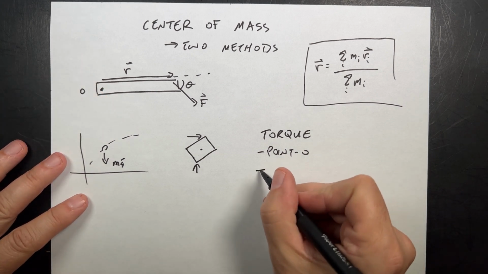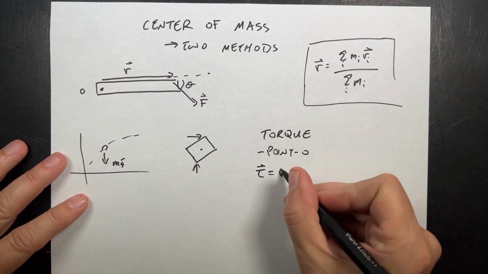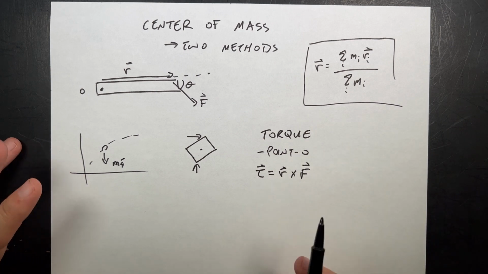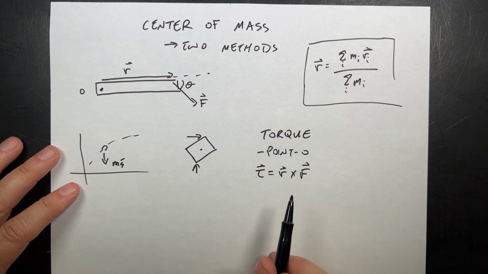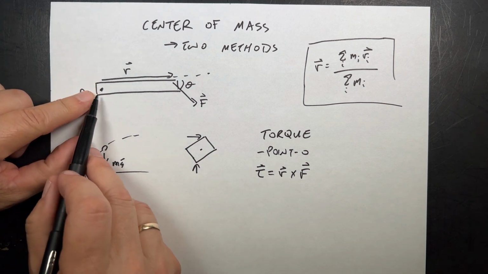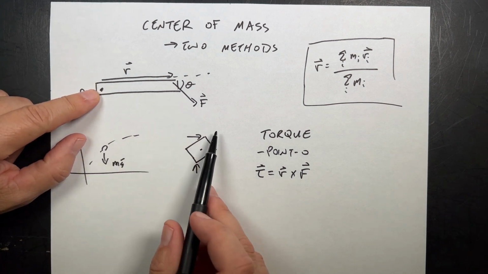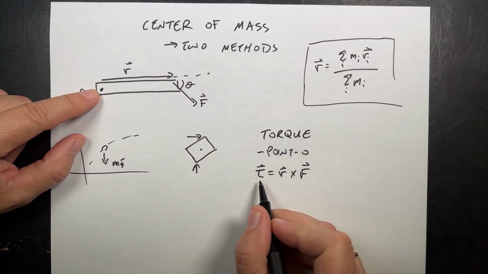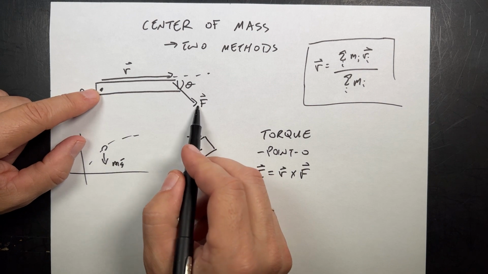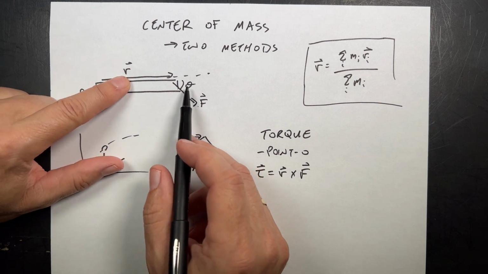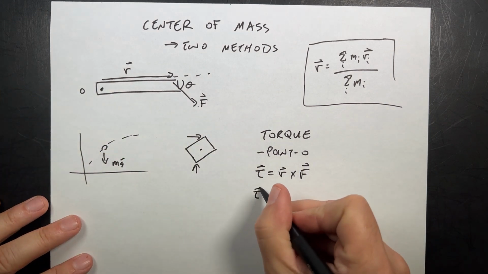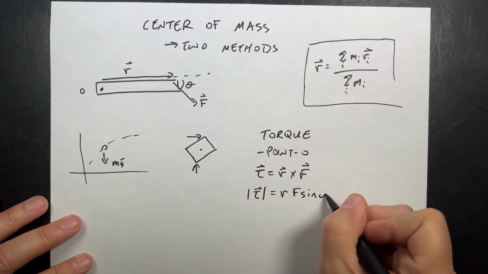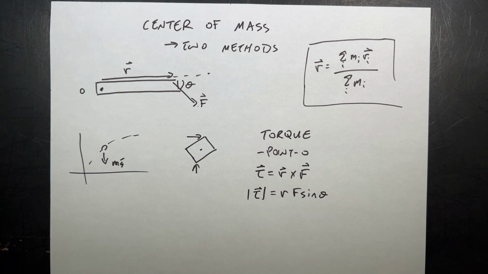Then torque would be the vector r cross F. And that's a cross product because you have a vector result. It's not a really big deal, but I do want to show that to you. Where r is the vector from the point to where the force is applied, and F is the vector force. Now, you can find the magnitude of this torque just using the magnitude of the force, the magnitude of r, and theta. So the magnitude of the torque is just going to be r F sine theta. Okay, so that's torque.